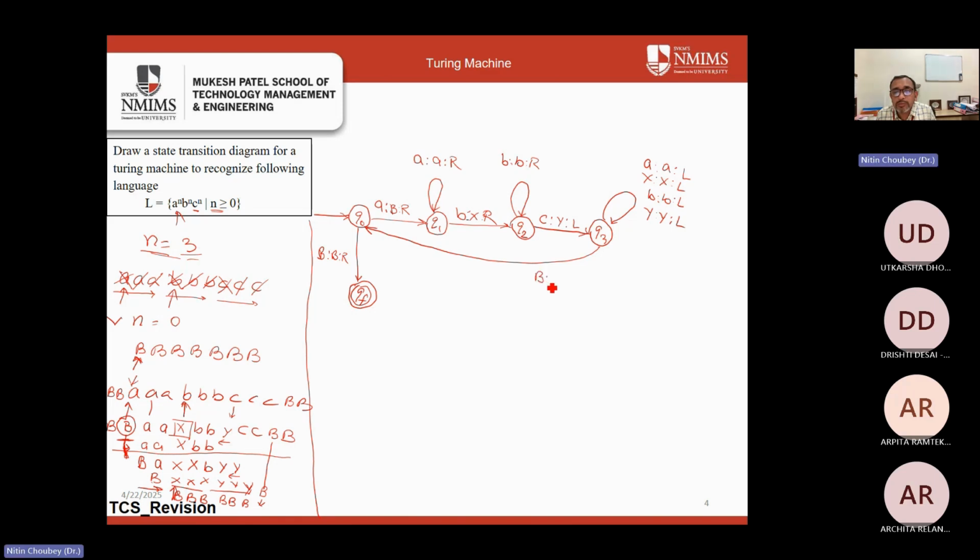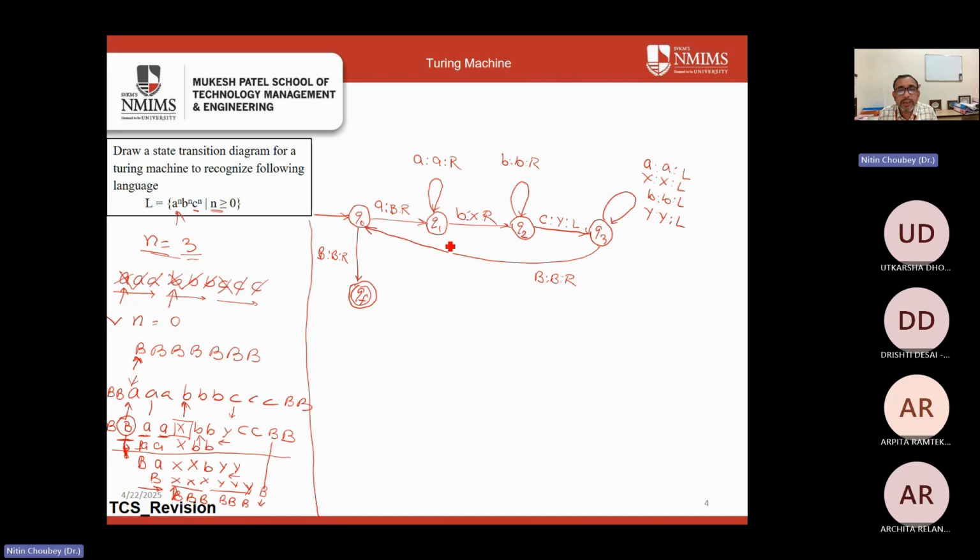So B, B, right, blank, blank, right. This will solve our problem now. Now we are hitting A again. A replaced with blank, move to right. This A would be skipped, right? This A would be replaced with blank. This A would be skipped.